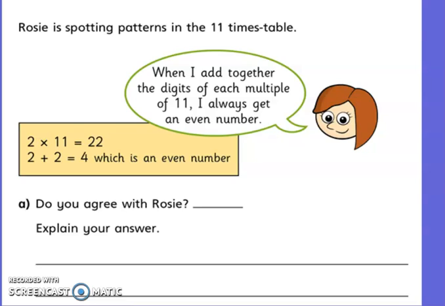Here we've got another challenge. Let's see if we can work on it together. It says, Rosie is spotting patterns in the 11 times table. When I add together the digits of each multiple of 11, I always get an even number. For example, 2 times 11 equals 22. She's added both digits of the answer. 2 add 2 equals 4, which is an even number.